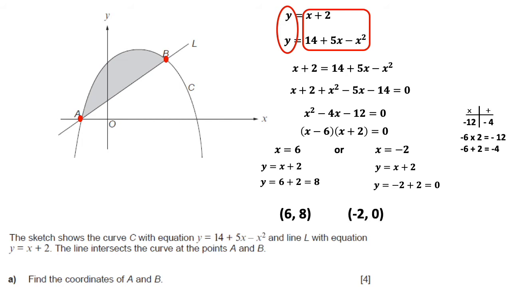We now just need to determine which one is A and which one is B. If we first of all have a look at where A is, we can see it is actually on the x-axis. Now, any point on the x-axis, the y value would be equal to 0. So it makes sense then that A is minus 2, 0. If we just consider if this makes sense for B, we can see it's in the first quadrant, which means that the x and y ordinates must be positive. So it does actually make sense that B is 6, 8. So we have the coordinates of A and B.